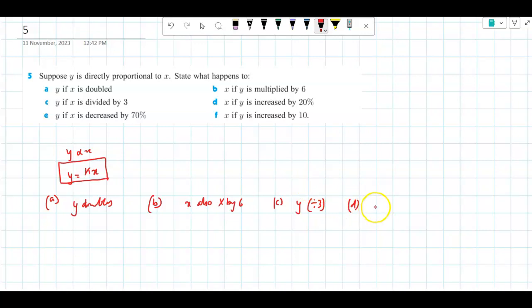D? x gets increased by 20%. Correct. y will also increase by 20%. I'm putting this arrow up for increase by 20%, but in exams you have to write it fully by hand: increase by 20%. Don't write like this. What happens to y when x is decreased by 70%? y also gets decreased by 70%. Decreased by 70%. x gets increased by 10.